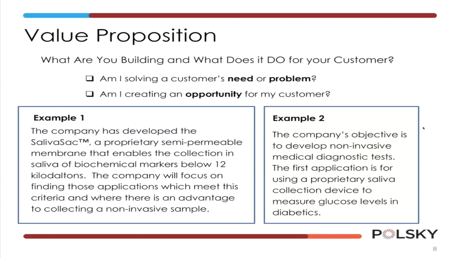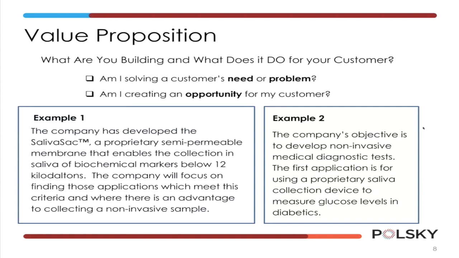You need to be specific, but you also need to make sure that you're writing in a way that this audience, which is a general business audience, would understand. So if you look at our example here, the company has developed the saliva sac, a proprietary semi-permeable membrane that enables the collection in saliva of biochemical markers below 12 kilodaltons. The company will focus on finding those applications which meet this criteria and where there is an advantage to collecting a non-invasive sample. First of all, that's very technical. Like a semi-permeable membrane, biomarkers in kilodaltons. Chances are pretty good that not every one of the readers is going to understand that.